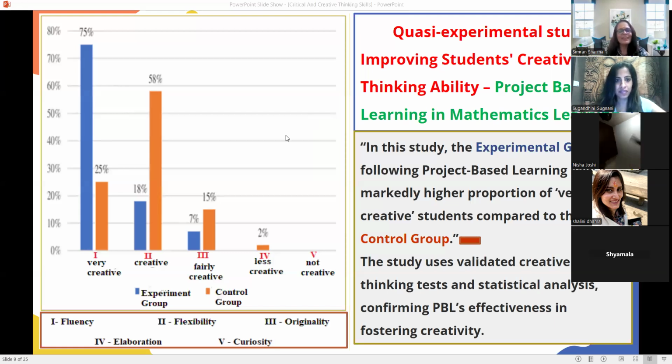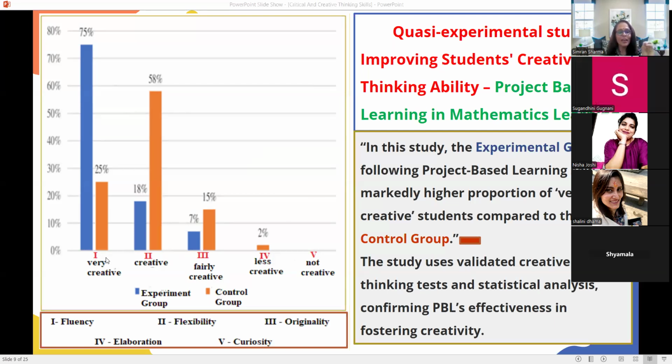So if you look at the graph here, you can see when the students were given a project on maths learning, both the experiment group as well as the control group could show creativity. First one in fluency, the other one is flexibility. Now let's understand what it is, because whether they are given some intervention or not, everybody can apply creative thinking skills, but we have to motivate and guide them how to do it.